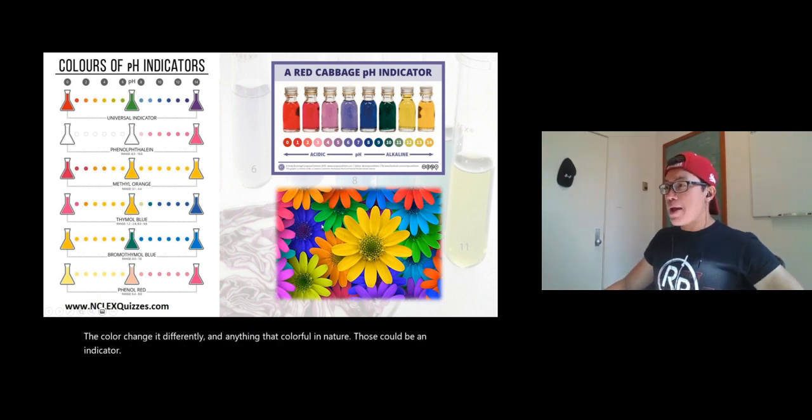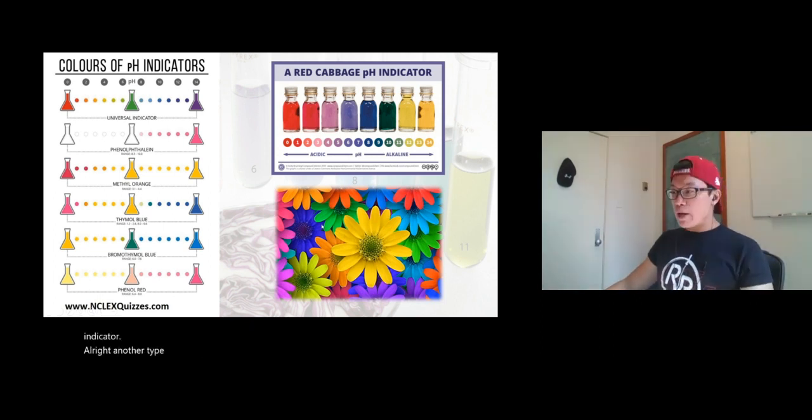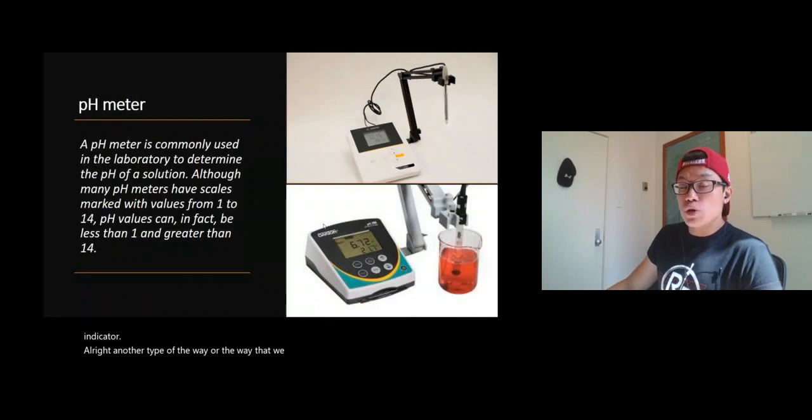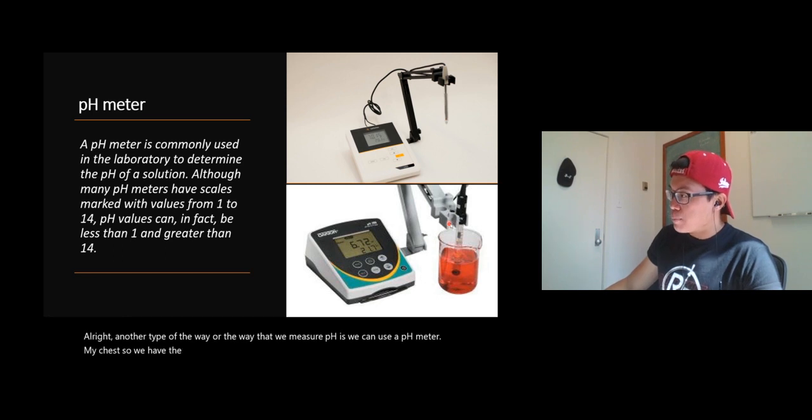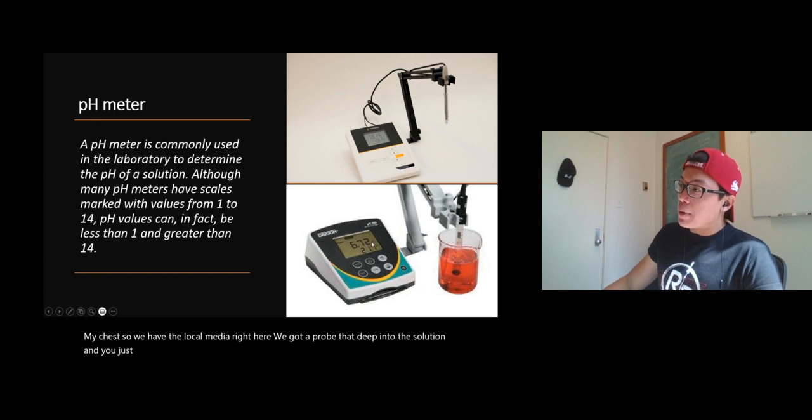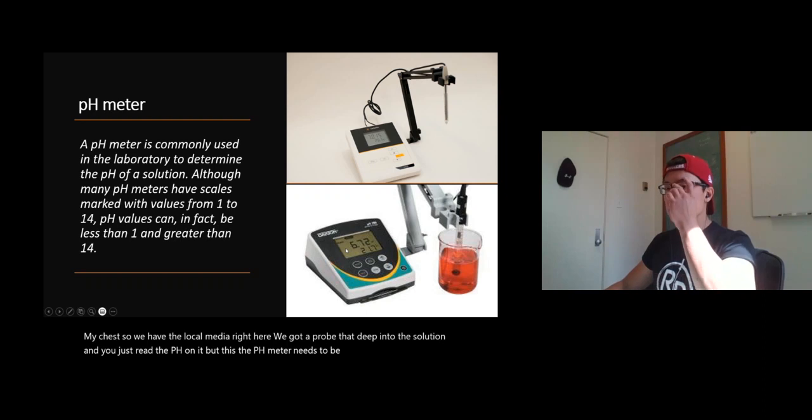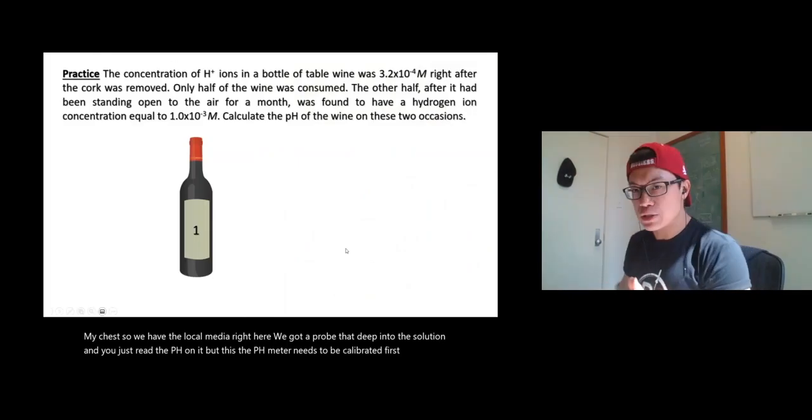Another way that we measure pH is we can use a pH meter. It looks like a meter right here. We have a probe that dips into the solution, and you just read the pH on it. But the pH meter needs to be calibrated first. All right, let's do one practice together.